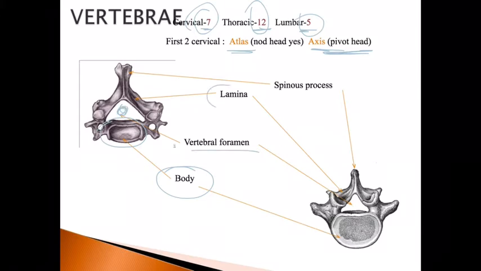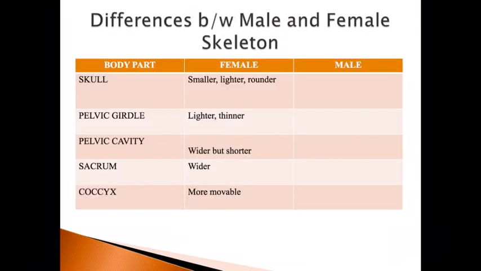The lamina is this part up here. And then this is the spinous process. This is what's coming off the posterior side of the body that people see, kind of those little spiky things coming out. Those are called the spinous processes.